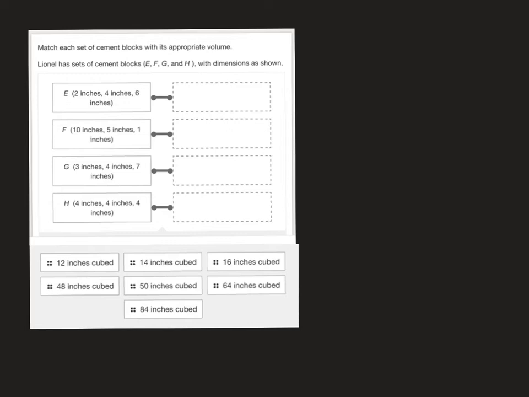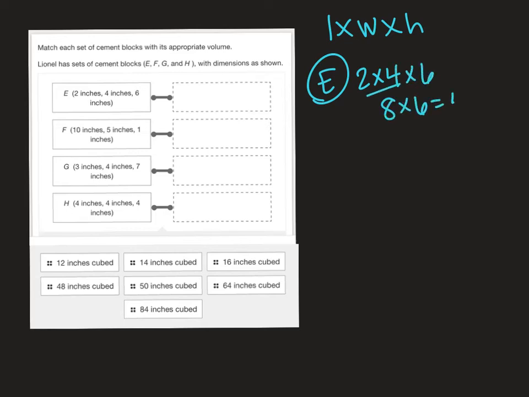Does it make it harder? Absolutely not. You just have to use your length times width times height still and do each individual problem. So if we're looking at E, which is the first one, we've got 2 times 4 times 6. 2 times 4 is 8. 8 times 6 is 48. So that means 48 goes here. I'm going to mark it out at the bottom saying that we've used it.